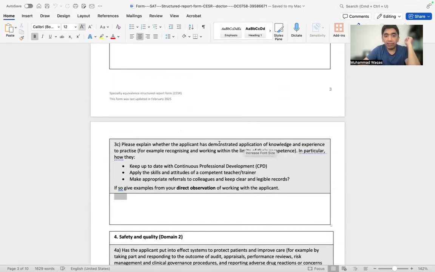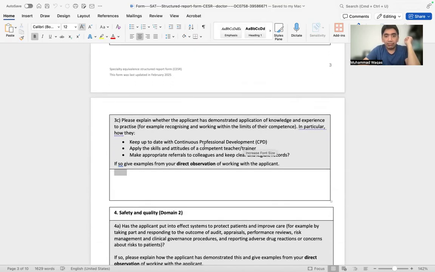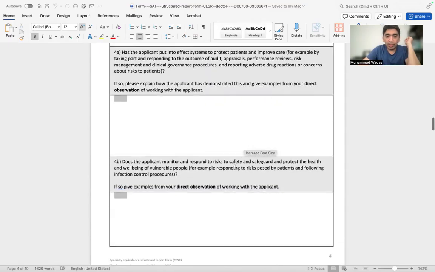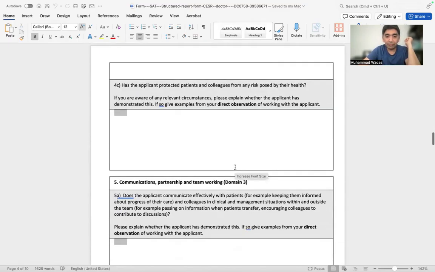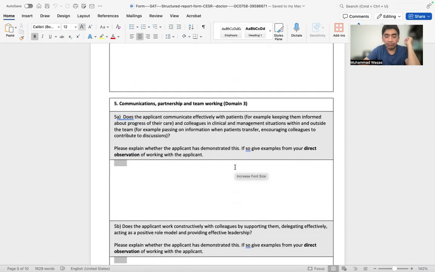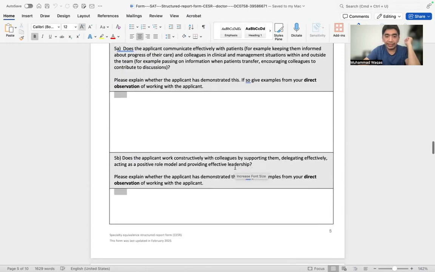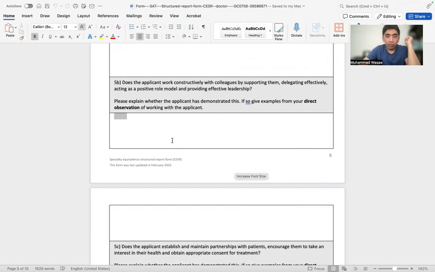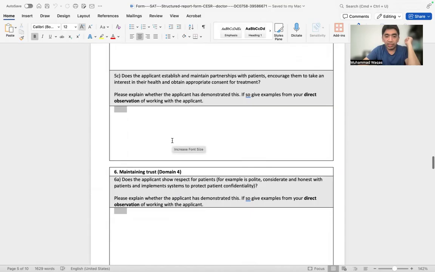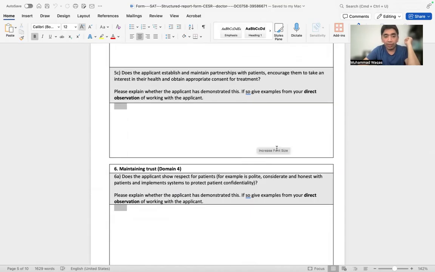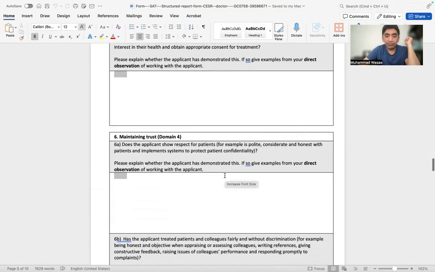So please explain whether the applicant has demonstrated application of knowledge and experience to practice. For example, recognizing and working within the limits of their competence, then safety, quality. They will ask for examples of that. Then communication, partnership, team working skills, and all these domains have further A, B, C items. So your referees have to provide specific examples related to each skill.